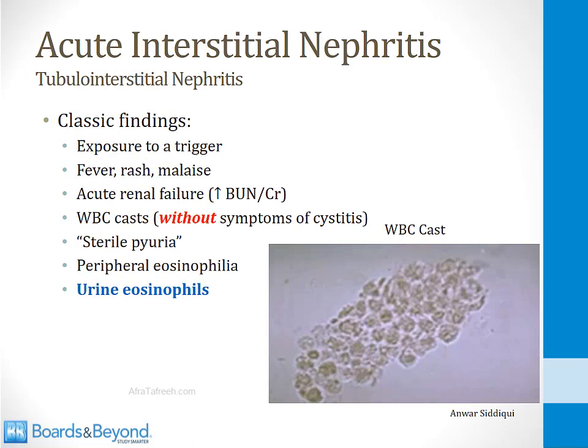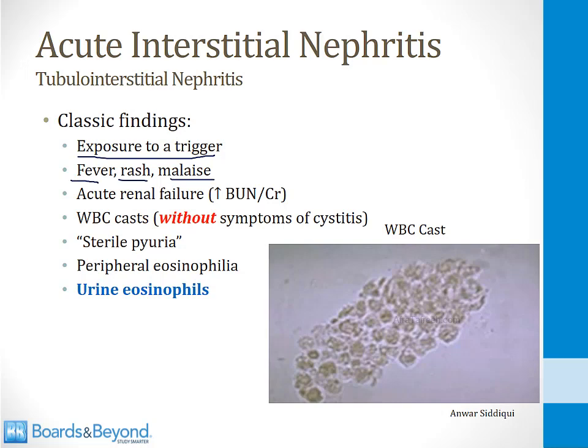So let's talk about some of the classic findings that a patient with interstitial nephritis will have when they present for evaluation. First of all, that patient will have been exposed to a trigger sometime in the last few days or weeks before they got sick. Usually it's going to be one of the drugs we talked about. They will then have evidence of inflammation and an allergic reaction. So they might have a fever, they could have a rash, and they'll have malaise.